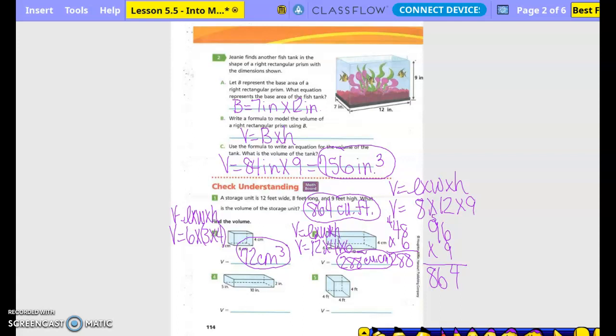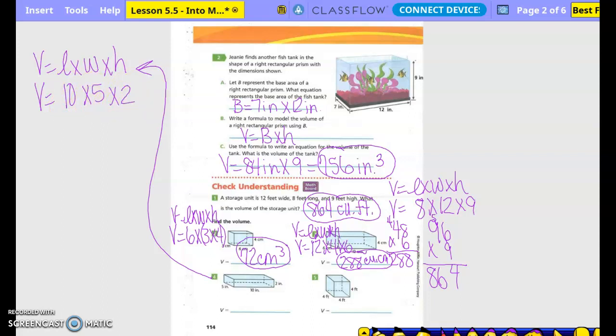All right, number 4. What is my formula? Volume equals length times width times height. Okay, so volume equals 10 times 5 times 2. Can I put something together to make it easier? You could put a lot of things together, right? So what's 10 times 5? 50 times 2 is, so 100 inches cubed.